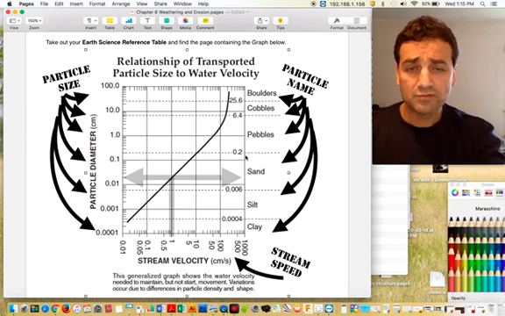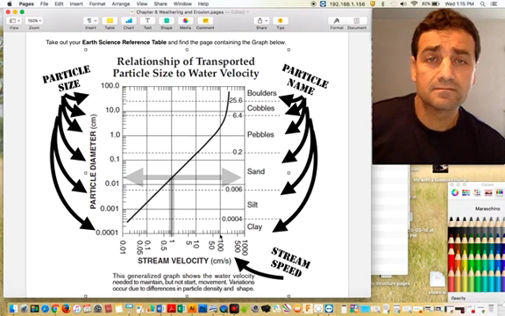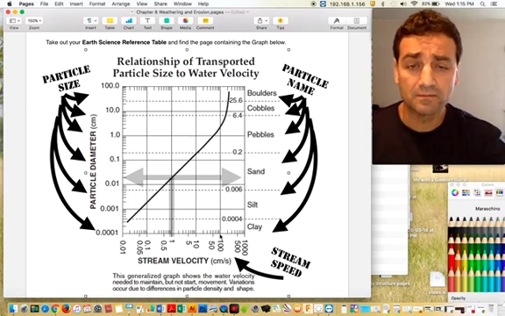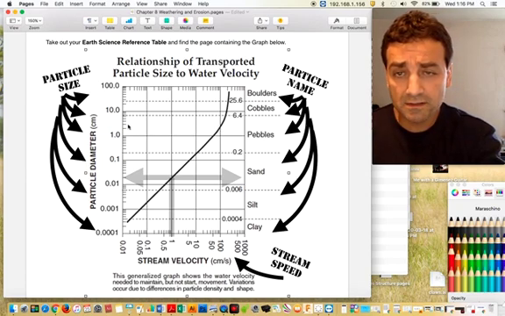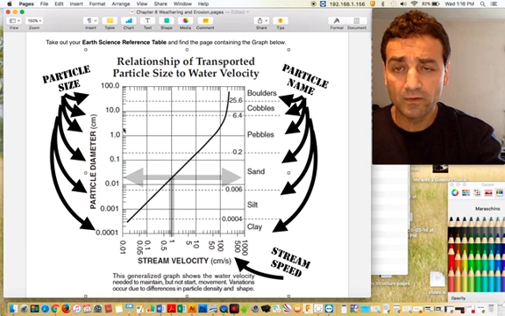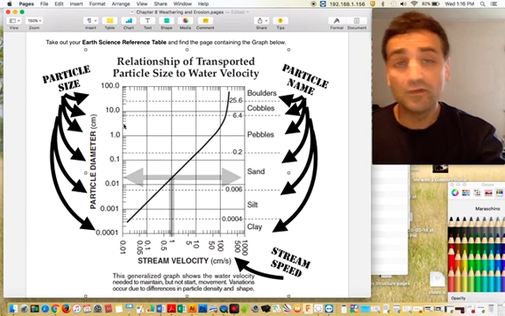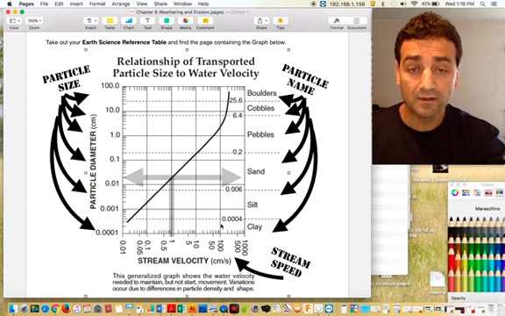Let's try one more. How about 100 centimeters per second? How large a particle can 100 centimeters per second move? Well, we go up 100 centimeters per second. Boom, it hits the line right there. We go straight across. Okay. Well, if this is 1.0, then this is 2.0, and this is 3.0. So it can move a rock particle 3.0 centimeters in diameter if the stream is flowing at 100 centimeters per second. Okay.